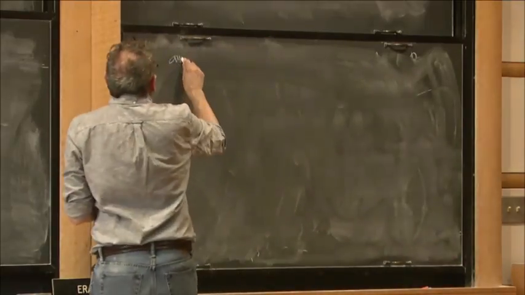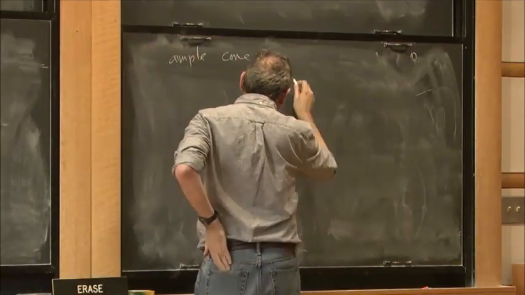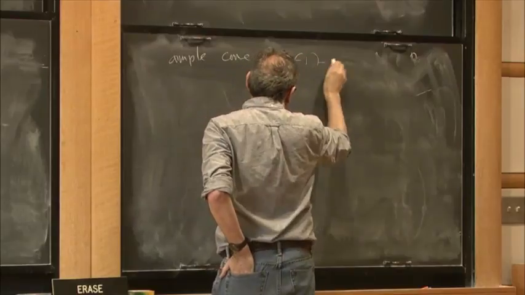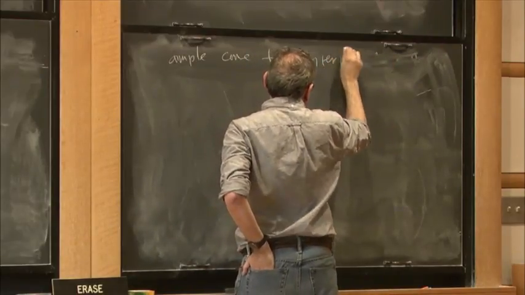So first of all, the ample cone. And this is really ultimately going to be the story of -1 curves. Let's say interior.